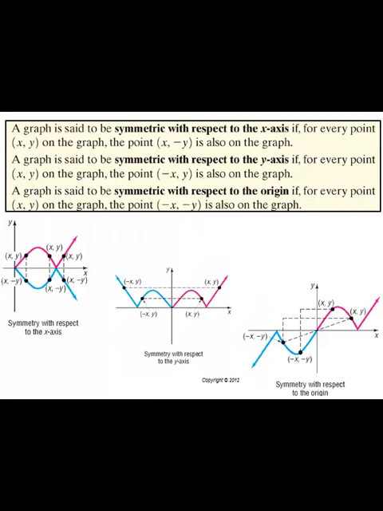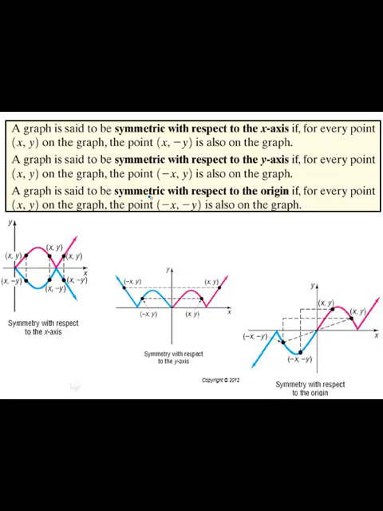So how do you test for symmetry? Well, you can test for symmetry with respect to the x-axis by replacing y by negative y. And if you get the same equation, then hey, your graph is symmetric with respect to the x-axis. You could test for symmetry with respect to the y-axis by replacing x by negative x. And if the equation that you get is the same as the original one, then there you go. You have symmetry with respect to the y-axis. If not, then no, you don't have symmetry.